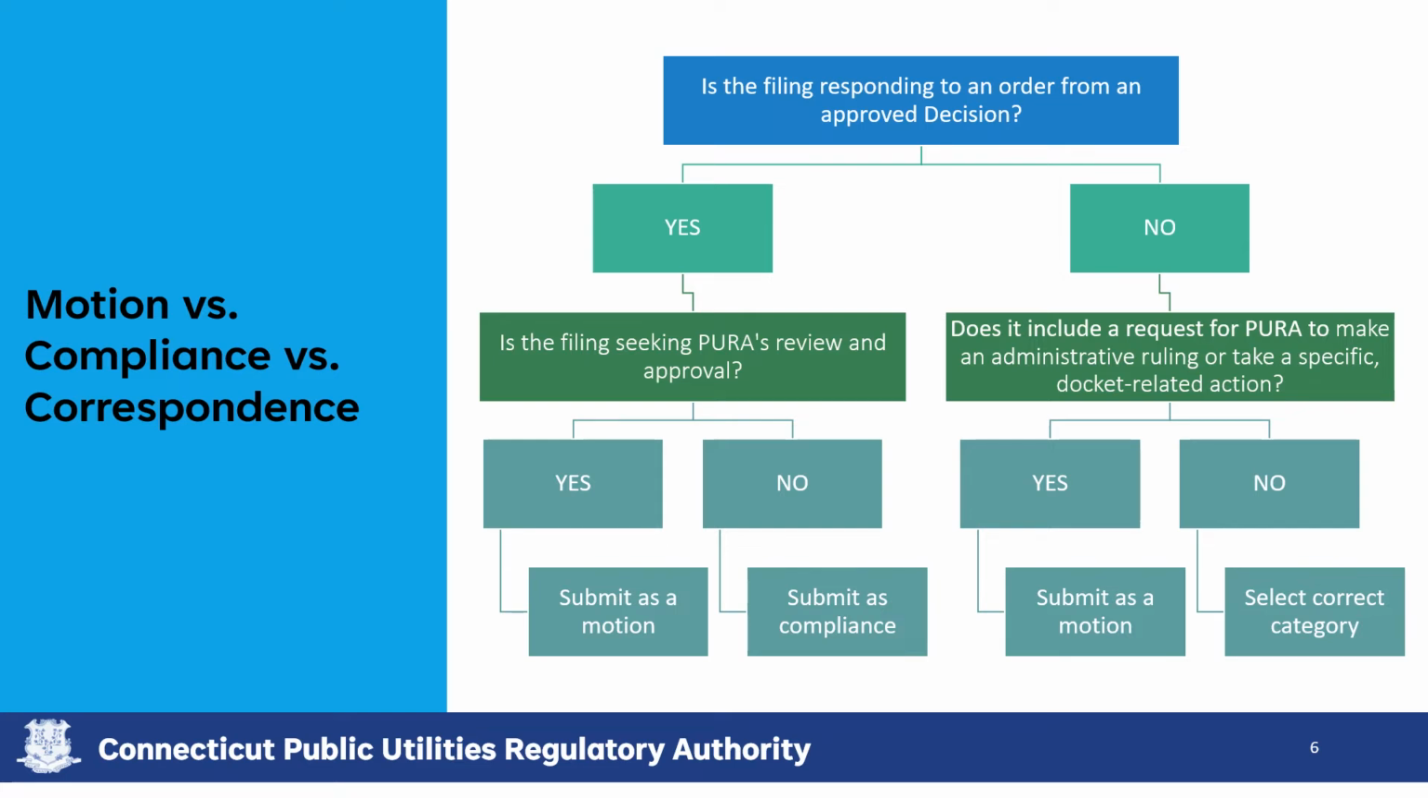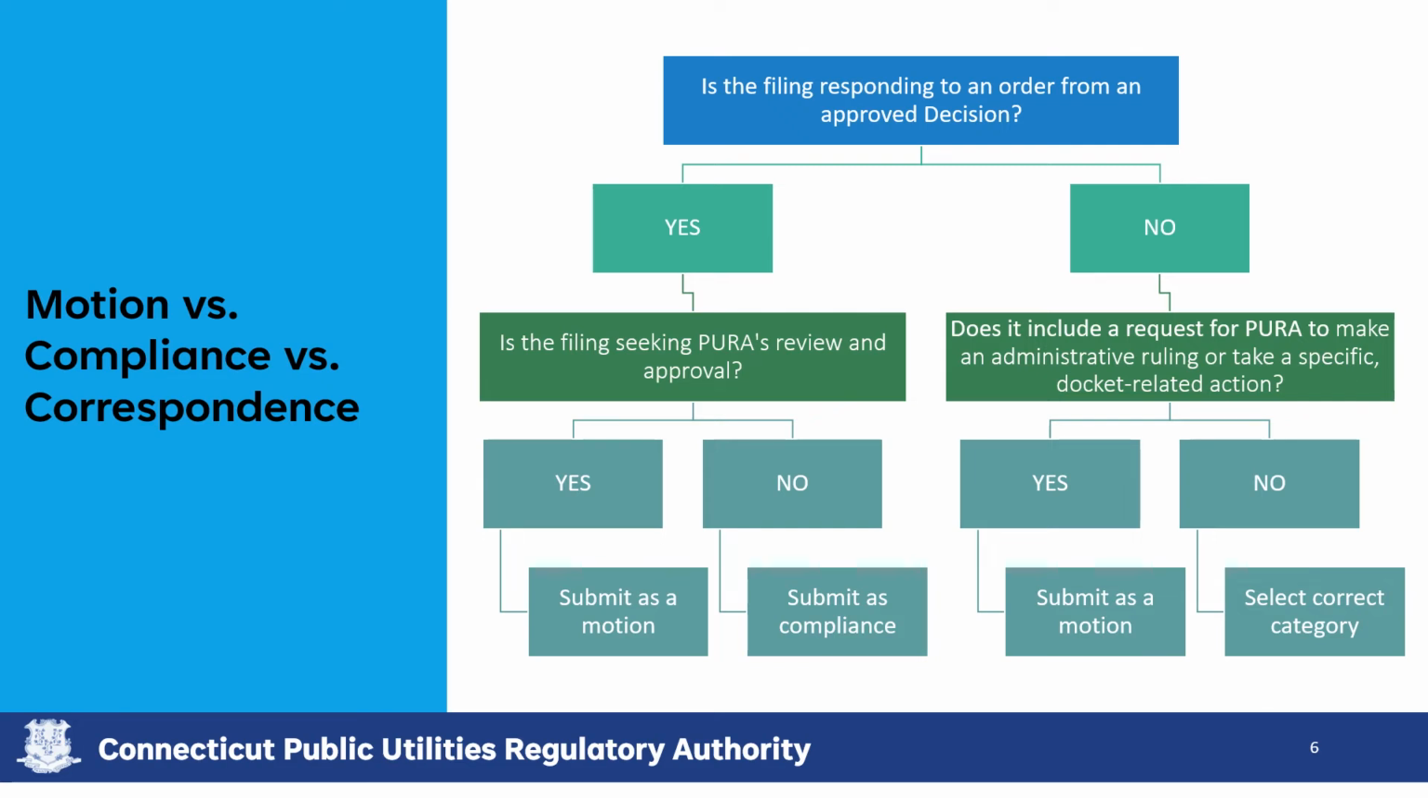This can include things like requests for party, intervener, or participant status, requests for extensions of time, requests for protective orders, requests for hearings, etc. So when deciding what type of filing to submit, you should always ask yourself, does this document contain a request for an administrative ruling or procedural action from PURA?